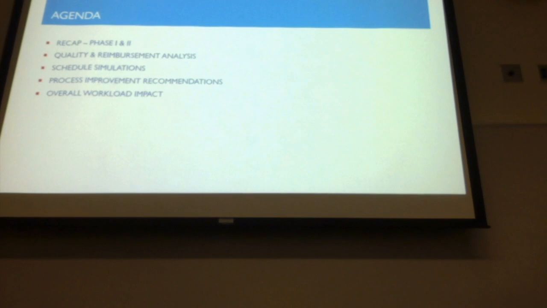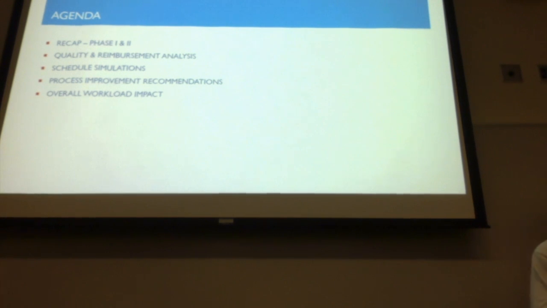Today I'm going to start off with a recap of the first two phases of the project and give a background on the scope and the background research that we did, including observations at two different clinical sites. We're then going to move into a quality and reimbursement analysis, and that will also go into a patient retention analysis. We did simulations using Arena, which is a simulation software, and we came up with a recommendation for a different way to schedule patients that might increase throughput for you. We're then going to move into process improvement recommendations.